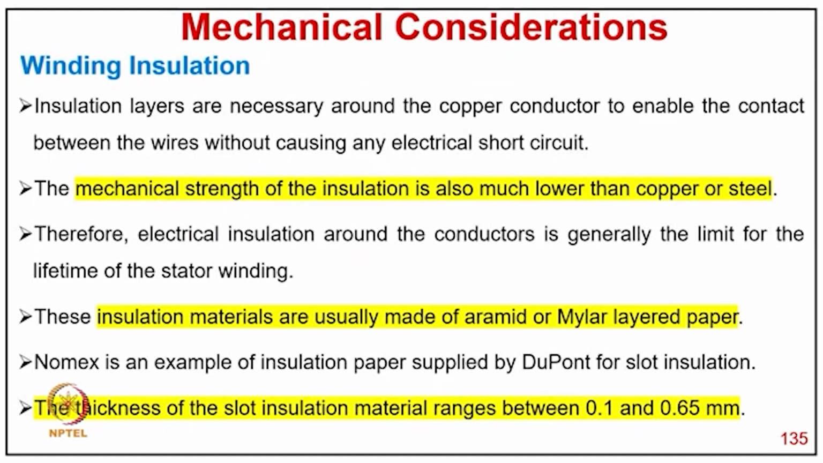So coming now to winding insulation. The insulation layers are necessary around the copper conductor to enable contact between the wires without causing any electrical short circuit. The mechanical strength of the insulation is also much lower than copper or steel. Therefore, electrical insulation around the conductor is generally the limit for the lifetime of the stator winding, and these insulation materials are usually made of aramid paper. Nomex is an example of insulation paper supplied by DuPont for slot insulation, and the thickness of the slot insulation material ranges between 0.1 to 0.65 millimeter.